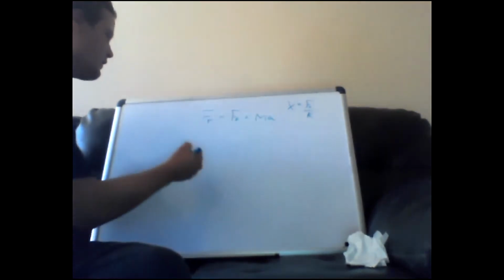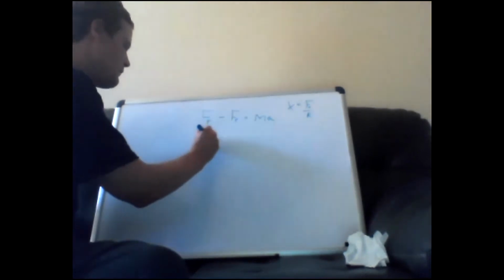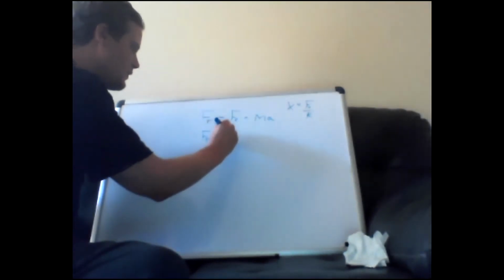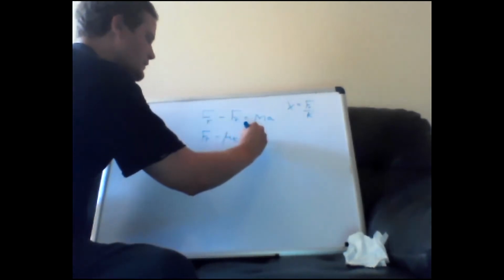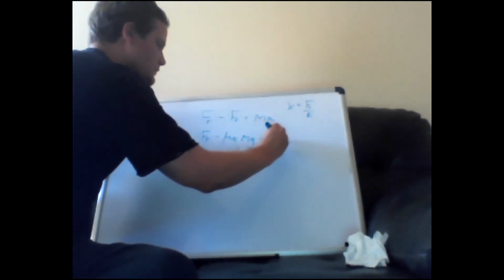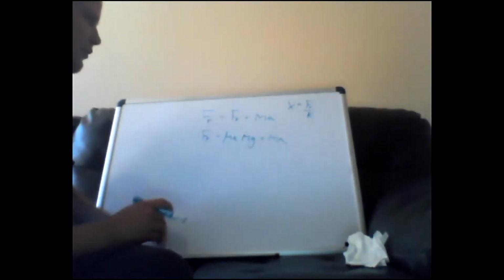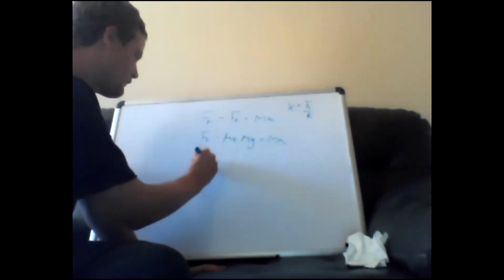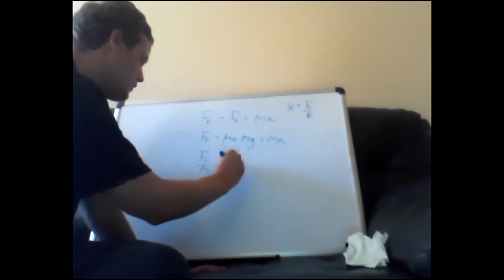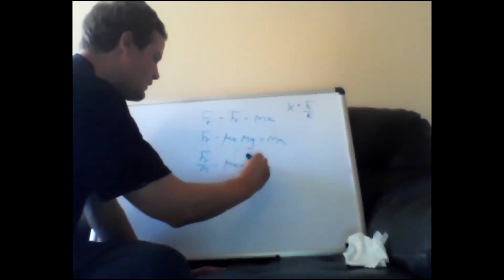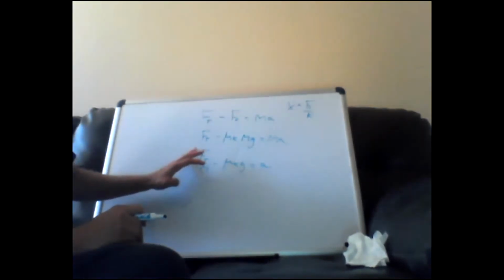F sub T, I'll leave there, but we know that the force of friction is mu K, the coefficient of kinetic friction, times mass times gravity, is equal to mass times acceleration. I want to solve for acceleration, so I'll just divide everything through by mass. And so I'm left with F sub T divided by M minus mu K times G is equal to the acceleration A. So your final answer would be this right here.